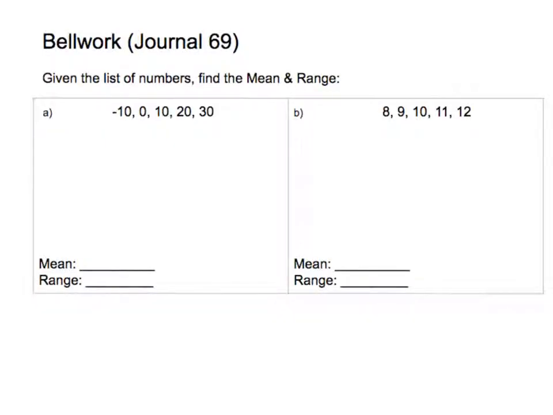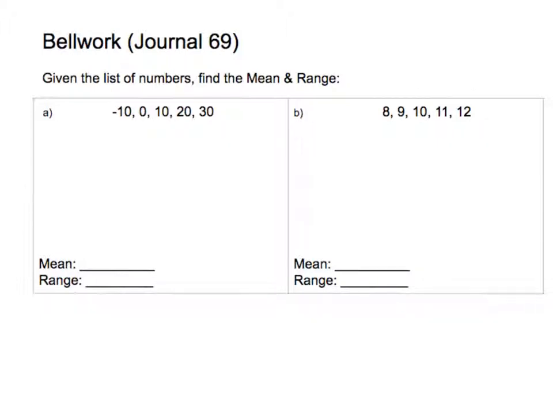All right, so we are on journal 69. I will say with this journal, there is going to be two parts. This is part 1. I'm going to show the other part in a different video here, and that's just because it would be a really long video if I put them all into one video. So I just split them up into 2 lessons.